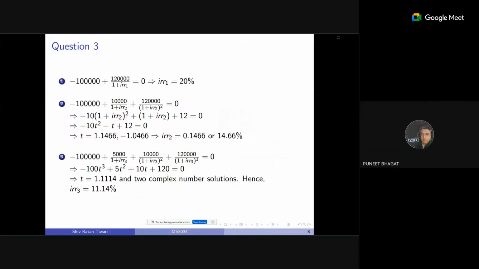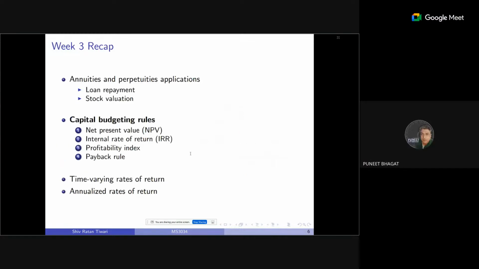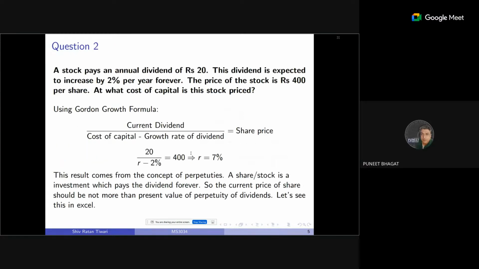No, sir, this is good. Can I ask a question about the previous one, question number 2? Yes, please tell me. So we used one formula there, I think the Gordon growth formula. So what does R mean? I have one rate that is changing by 2% every year, the dividend is increasing by 2%. So this R is what?